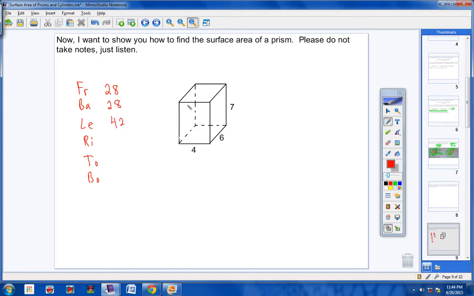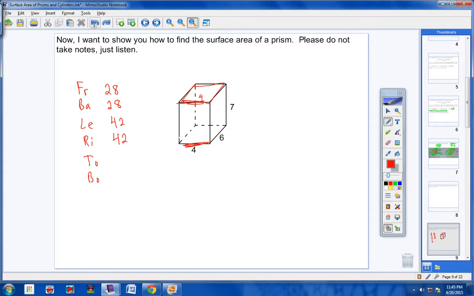Well, students, the left side right here is the exact same rectangle as the right side over here. So the area of the right side would also be 42. Now the top of the prism, well, if this is 4 right here, then this side right here is 4. And if this is 6 right here, then this right here would be 6. So I have a rectangle, it's a 4 by 6.